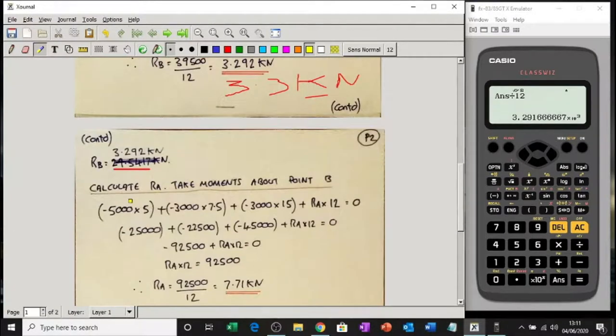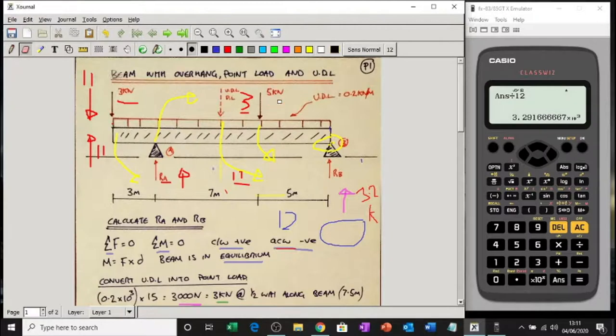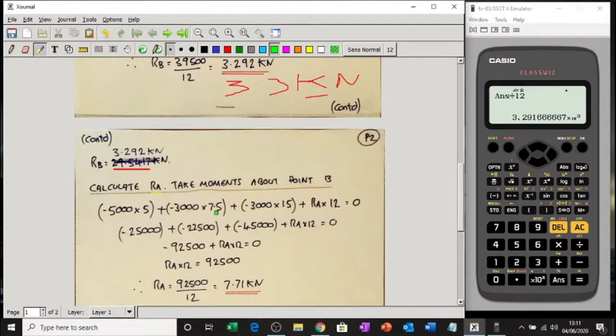So to calculate RA, take moments about point B. Don't forget, if it's anti-clockwise, we'll just put a minus and a minus and a minus. So the first one is the 5,000 times by 5. 5,000 is the force, and how far away is it? So it's 5 meters to that point. So 5 times by 5, hence 5,000 times by 5. It's going anti-clockwise, that's why I've got a negative. So 5 times 5 is 25, so minus 25,000.